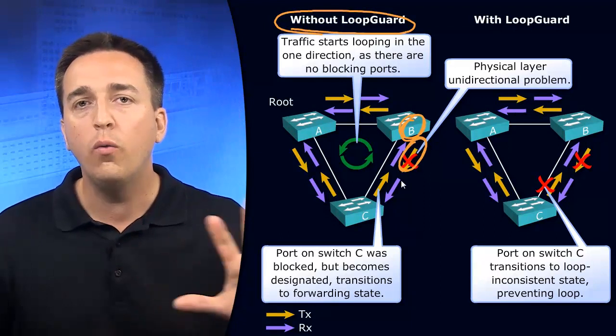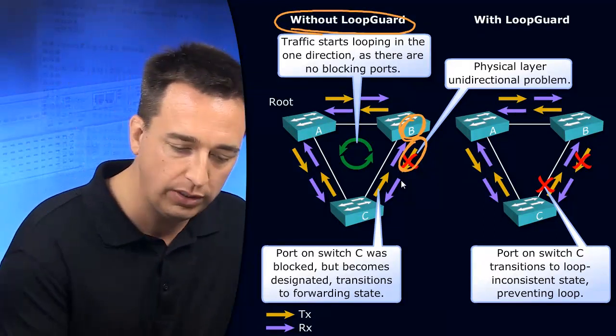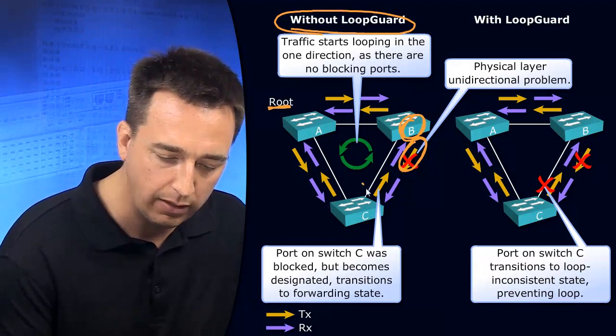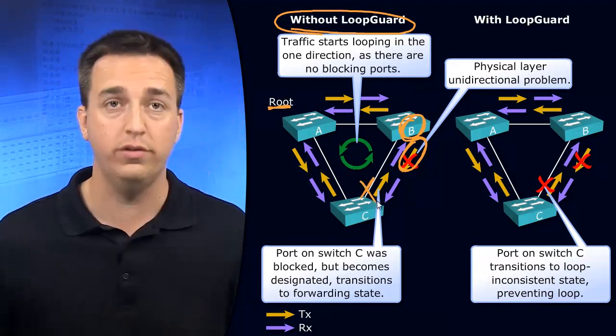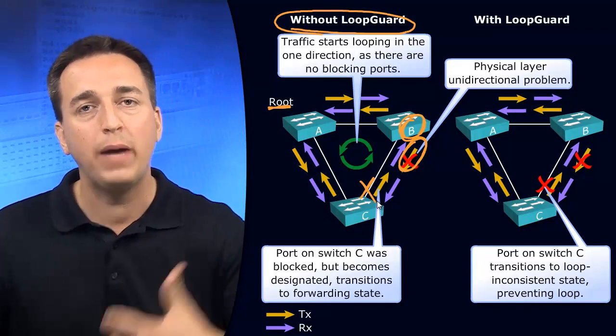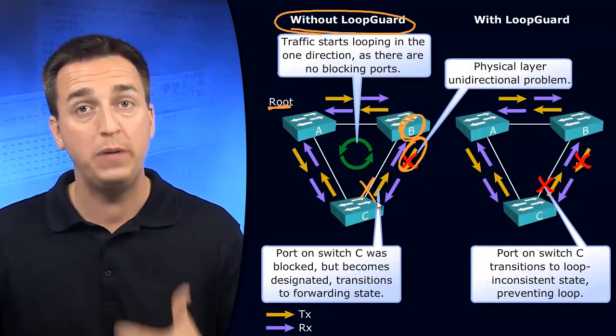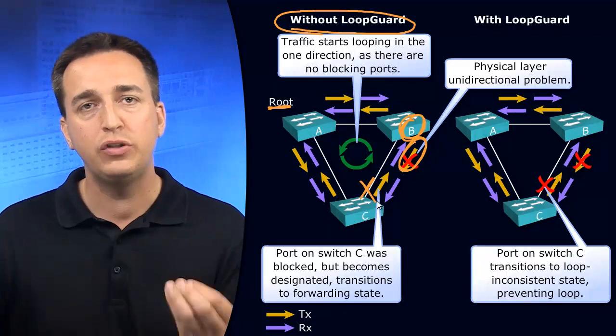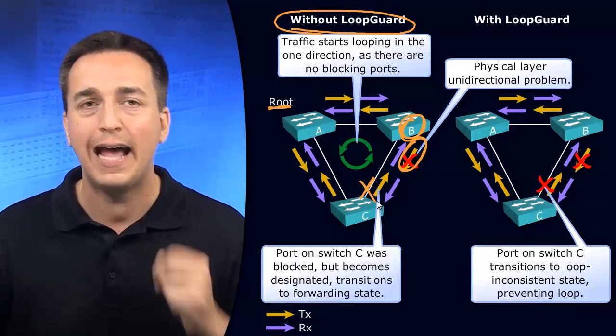Now, what was the topology originally? Well, this is the root bridge here, which means that this is our blocked port. Since that is our blocked port, it's expecting those BPDUs from switch B in order to ensure that it continues to maintain that blocked status.